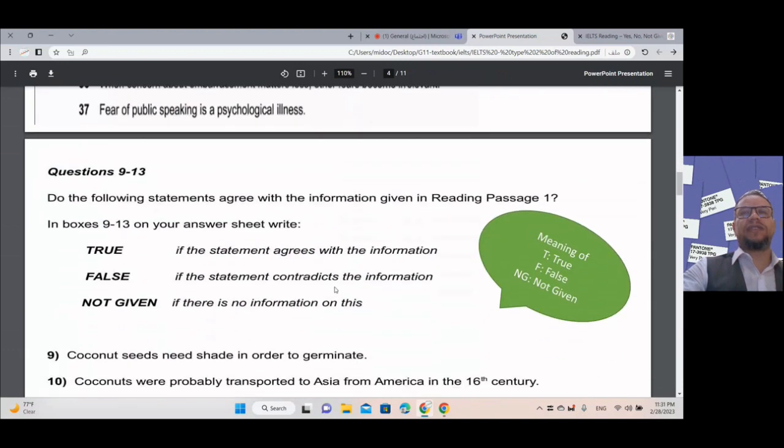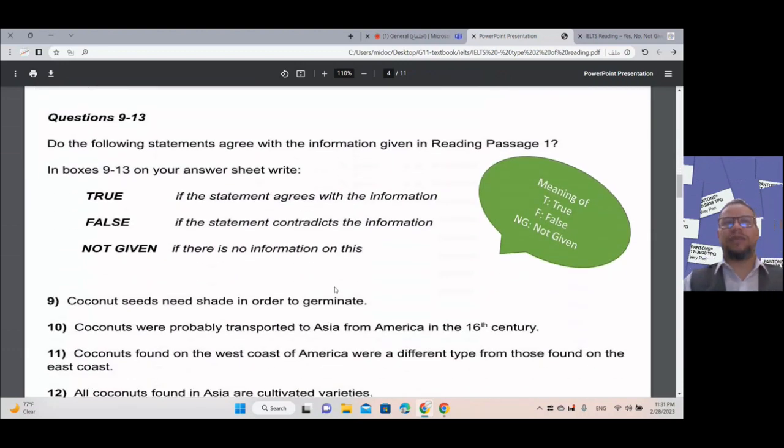What else? This is now a question type for true, false, not given. If the statement is true, it means it agrees with the information. If it is false, it means the opposite of the information, negative with the information in the passage. But if it is not given, it means that there is no information on this point. Okay, look at the questions here.